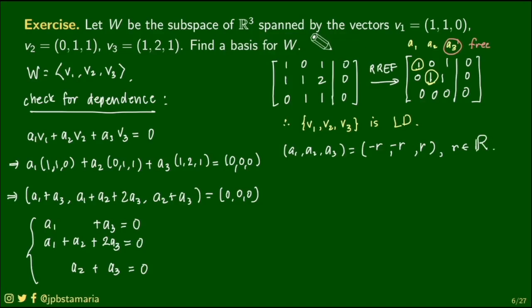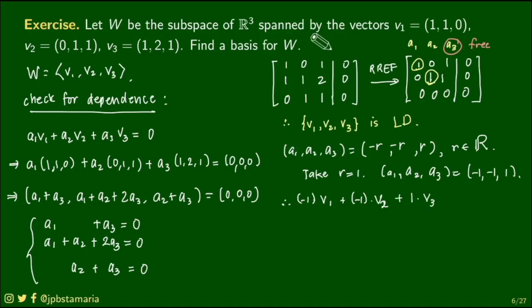So simply select any value of R different from 0. Take R to be 1. Here you get the values A1, A2, A3 to be minus 1, minus 1, 1. Therefore, minus 1 times V1 plus minus 1 times V2 plus 1 times V3 gives us the 0 vector. This is why the collection V1, V2, V3 forms a linearly dependent set.